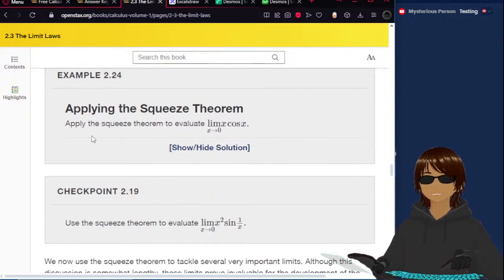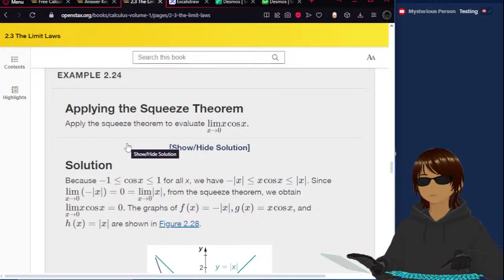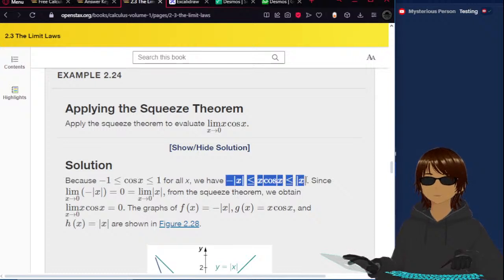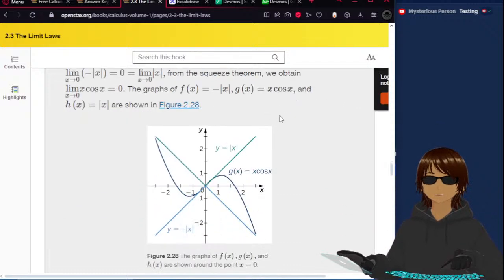Apply the squeeze theorem to evaluate limit of x cos x. Okay, how would you do this? What are the two functions in this case? Okay, then, oh yeah, this goes to 0 and this goes to 0. Then x cos x will also go to 0.